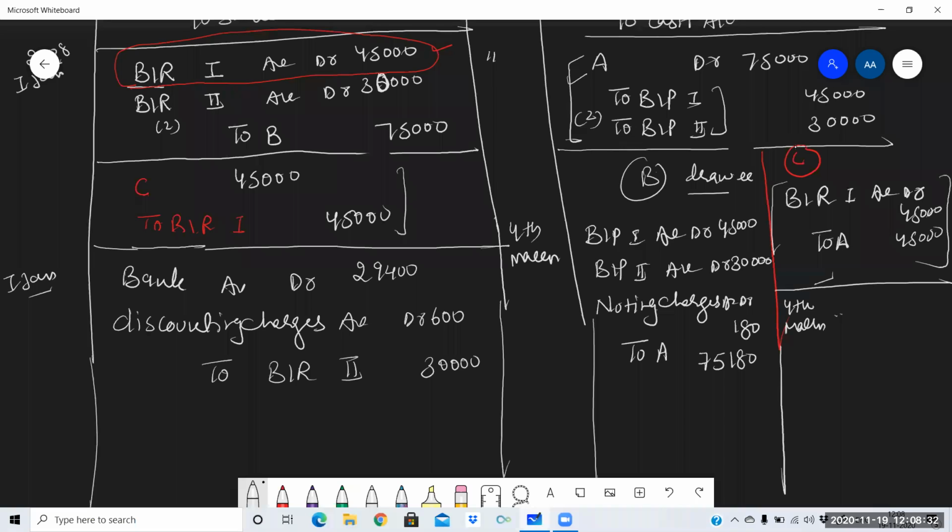What will be the entry in the books of C? C is the endorsee. I told you whenever the bill is dishonored, the previous entry will be reversed. So the drawer will always be debited in the case of dishonor, whatever the case. So A is debited for C, to bill receivable. And you can see that he has also paid noting charges, so noting charges to cash. Bill receivable was 45,000, noting charges 100, so 45,100 he is supposed to get from A.